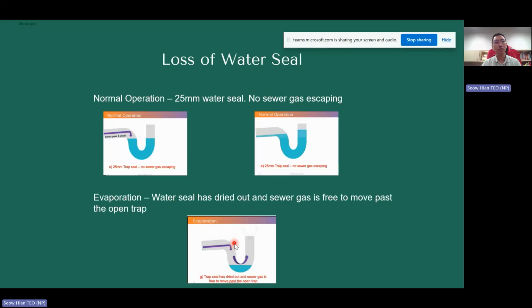So, loss of water seal. Water seal comes in and goes out. But normally with about a 25 mm water seal, no sewage escapes. So there's no sewage escape through the trap, but with evaporation, the water will dry up. If you don't constantly use a building, the air will come in and pollute your building.